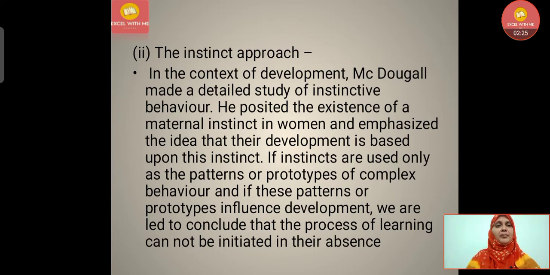Now, the second one is the instinct approach. In the context of development, McDougall made a detailed study of instinctive behavior. He posited the existence of a maternal instinct in women and emphasized the idea that their development is based upon this instinct. If instincts are used only as the patterns or prototypes of complex behavior, and if these patterns or prototypes influence development, we are led to conclude that the process of learning cannot be initiated in their absence.